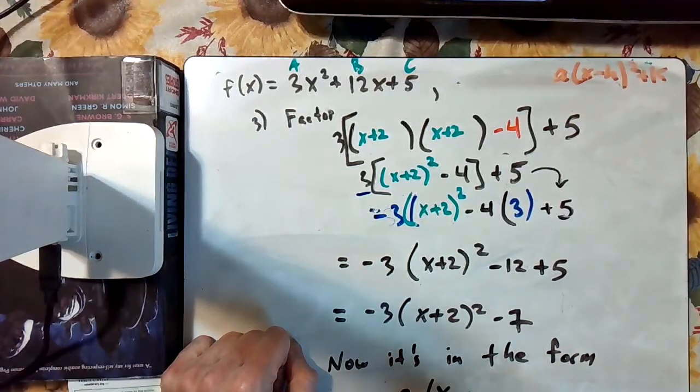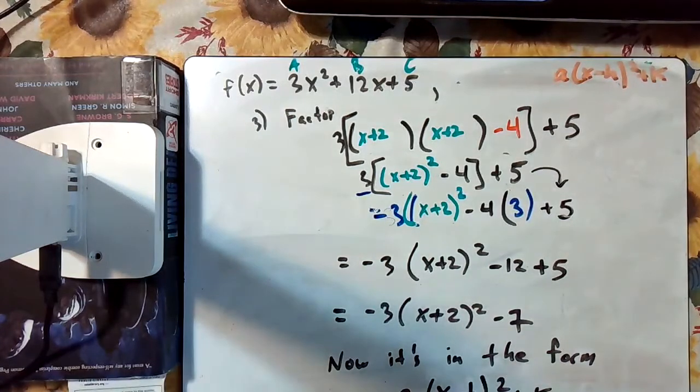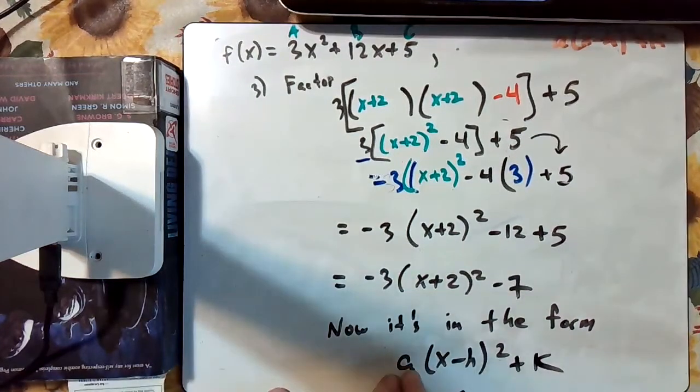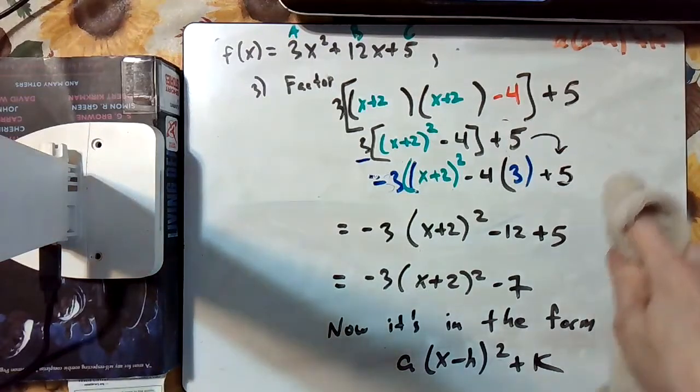a times x minus h squared plus k, right? You see that? Oh, now we can tell whether it opens up or down. We can tell what the vertex is. We can find the x-intercepts, the y-intercepts, the axis of symmetry, all that good stuff, right? So right here, let's just describe the vertex.